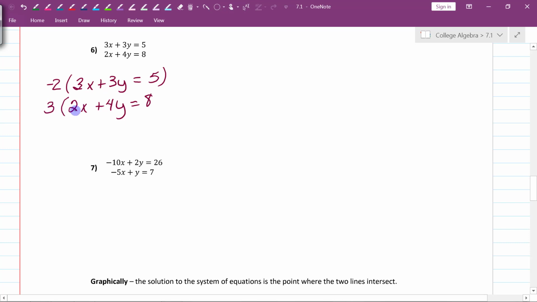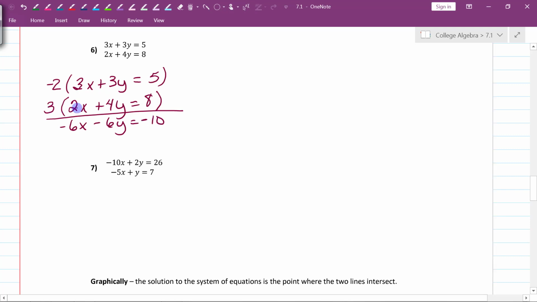So that when I add them together, I end up with negative 6 plus positive 6 equals 0 x's. So I've eliminated x. So that's what I'm going to be doing right here. Rewriting this, negative 2 times 3x is negative 6x. Negative 2 times 3 is negative 6y. Negative 2 times 5 is negative 10.